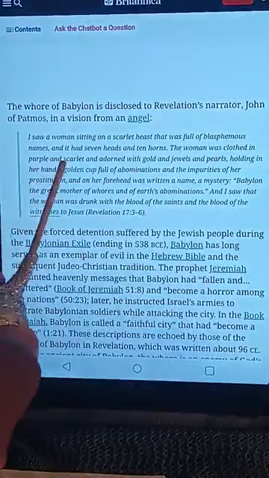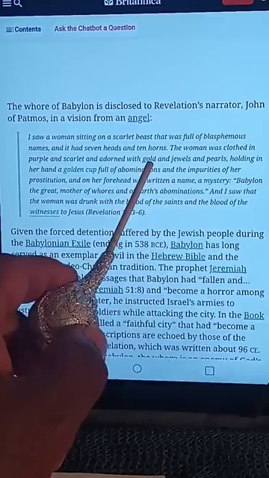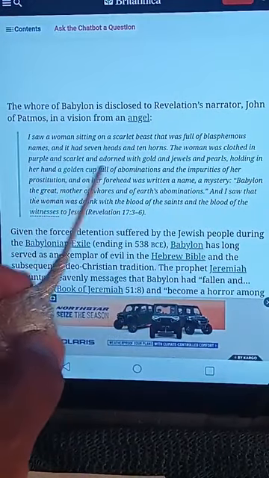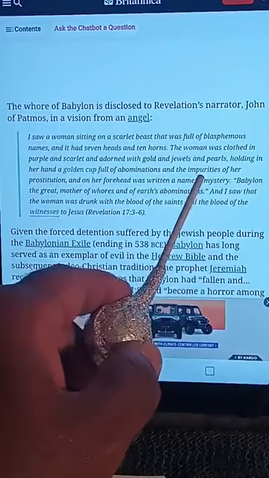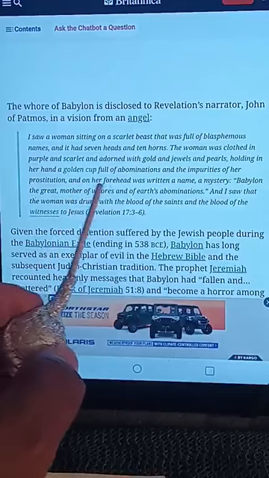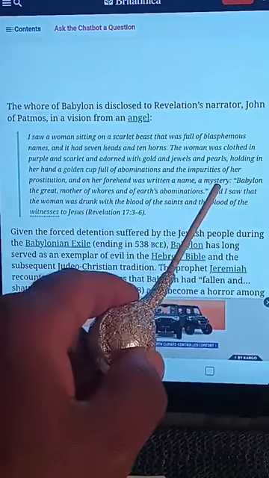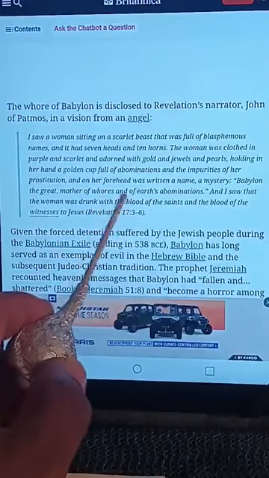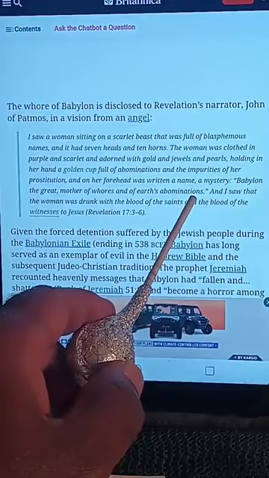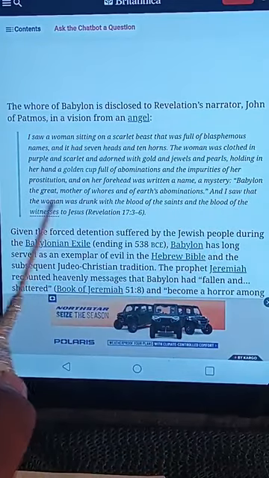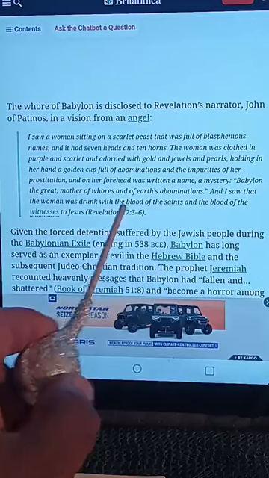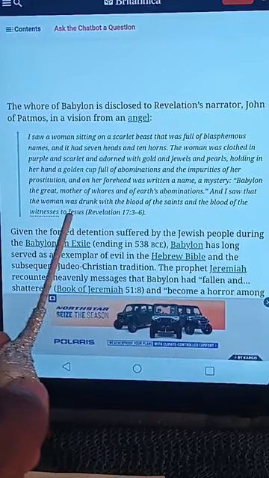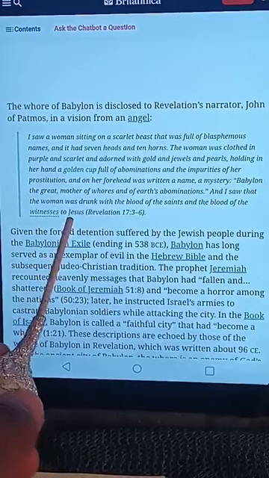The woman is clothed in purple and scarlet and adorned with gold and jewels and pearls, holding in her hand a golden cup full of abominations and the impurities of her prostitution. And on her forehead is written a name, a mystery, Babylon the Great, mother of whores and of earth's abominations. And I saw that the woman was drunk with the blood of the saints and the blood of the witnesses of Messiah King Yahushua, not Jesus.